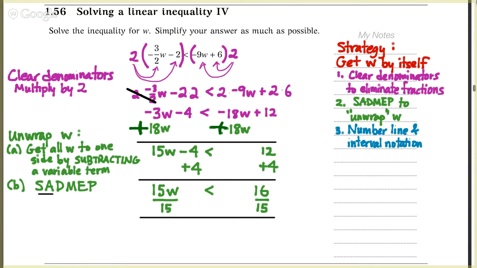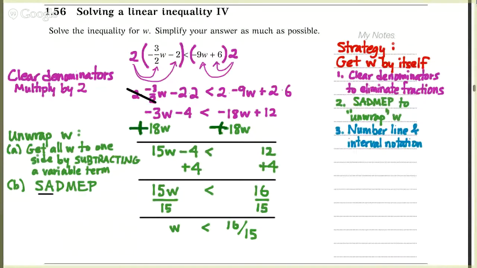In this case, dividing will turn 15W back into just plain W, which is what we want, by dividing by 15. If I do that on both sides of my inequality, I'll get W by itself to be less than 16 over 15. So now the W has been completely unwrapped. And this is more or less a solution to this inequality.